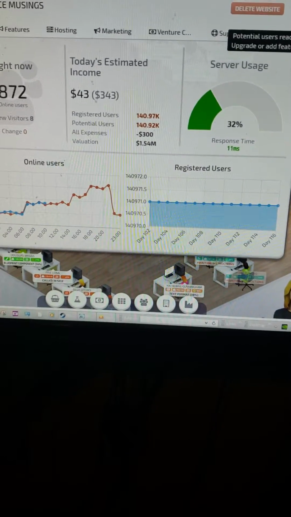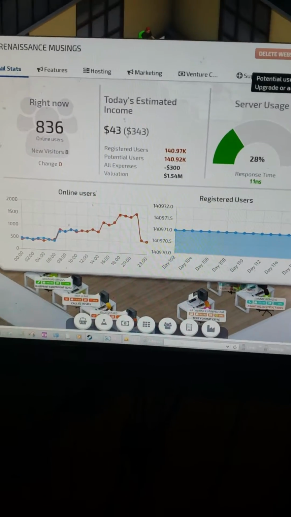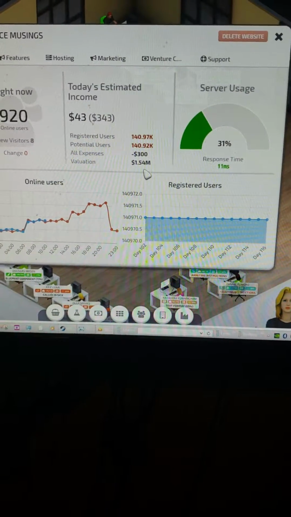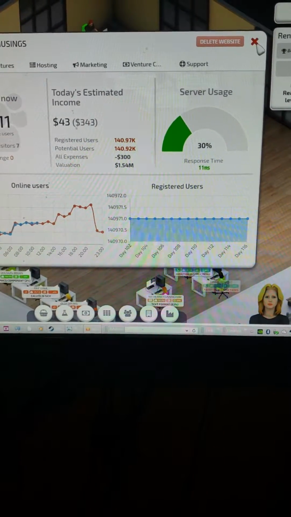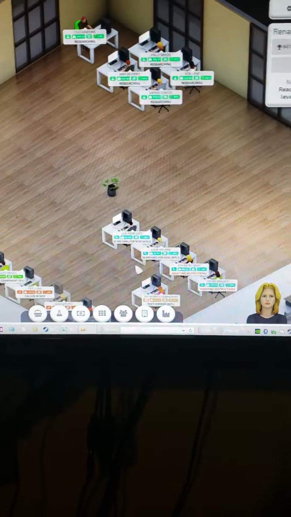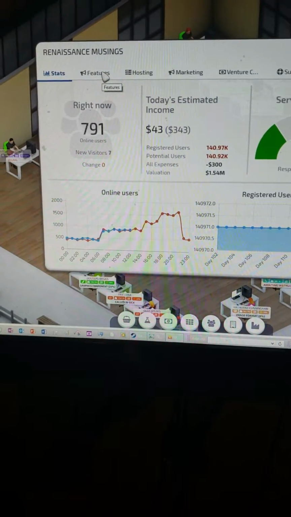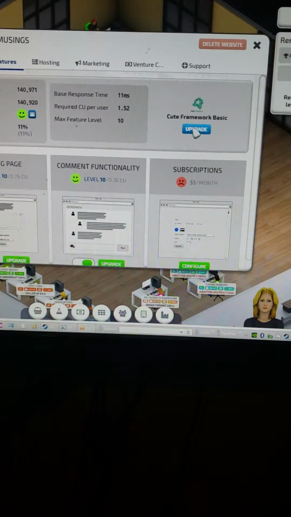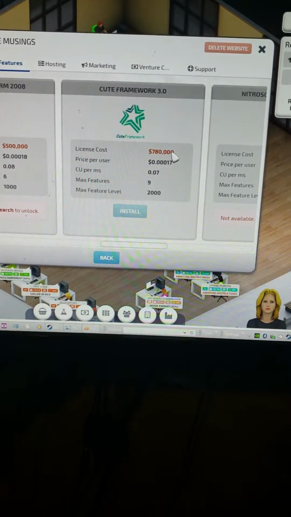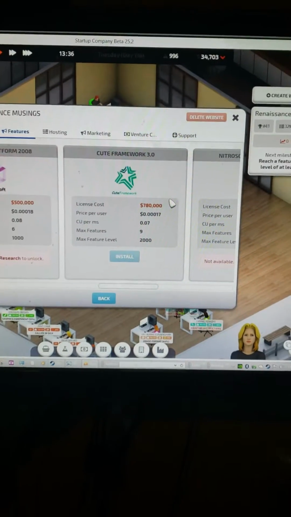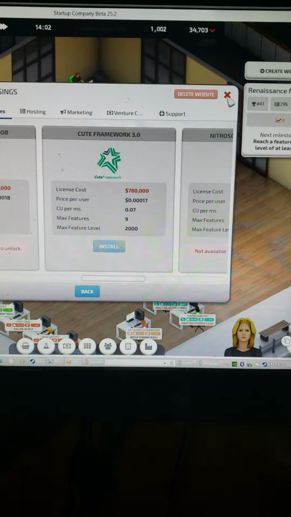Hey, startup company. My first game kind of ran into the ground due to mismanagement, so I just started my second game of this software, and my market valuation froze at 1.54 million. I'm trying to do a rush of my website, Renaissance Musings, and under features, Qt Framework, I wanted to skip straight to Qt Framework 3, and that's got a license cost of $780,000, and I'm running down to the wire, and I needed that valuation to continue going up.